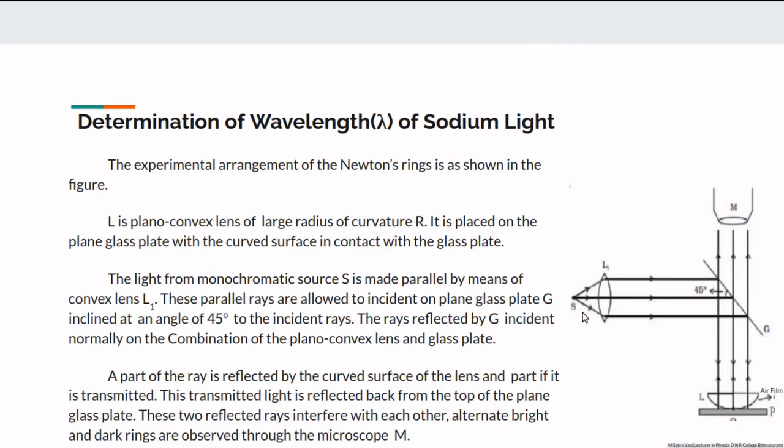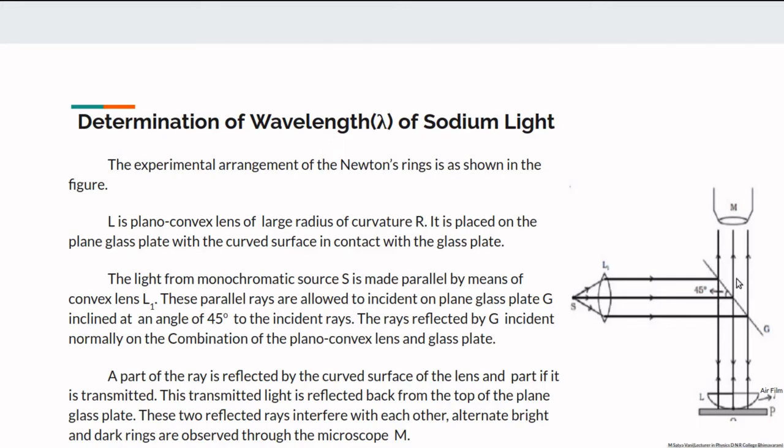S is a monochromatic source of light, for example sodium light. The light from the source S is made parallel by means of this convex lens L1. If S is placed at the focus of the lens, then the rays become parallel after passing through the lens. These parallel rays are allowed to be incident on a plain glass plate G, which is making an angle of 45 degrees with the path of the rays.